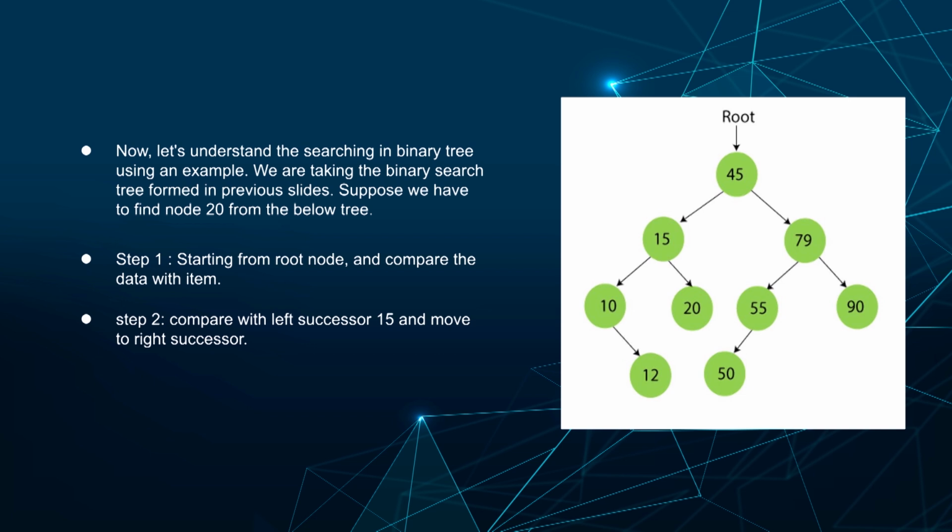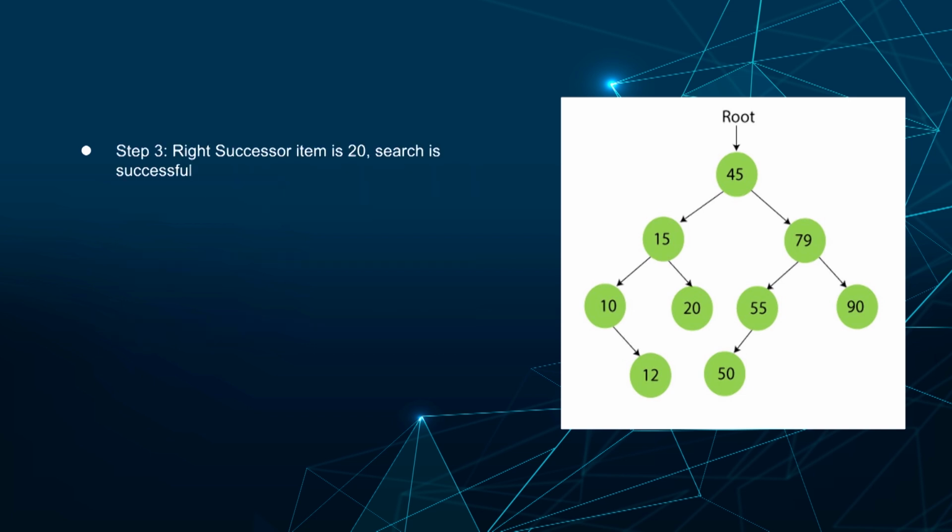In step 3, the right successor item is 20, here the data is 20 and the item is also 20, so our data is matched. So, our search is successful. Here 20 is a grandchild of 45. So, by this way you can search any element in a binary search tree.